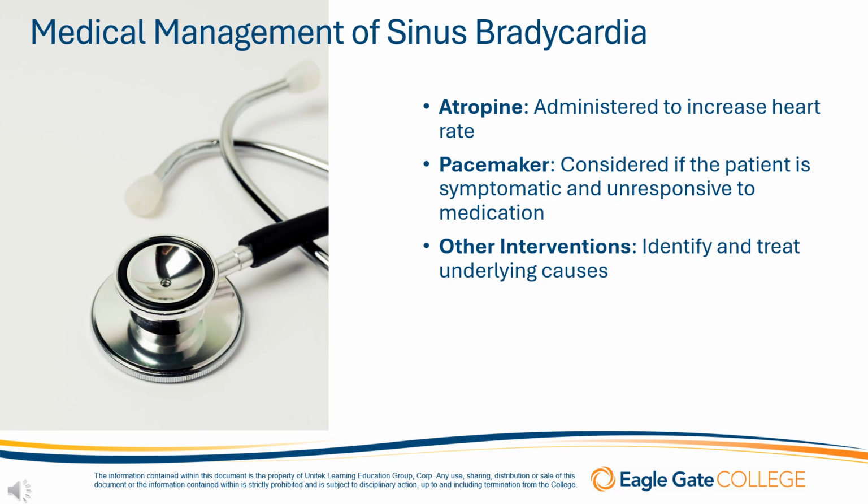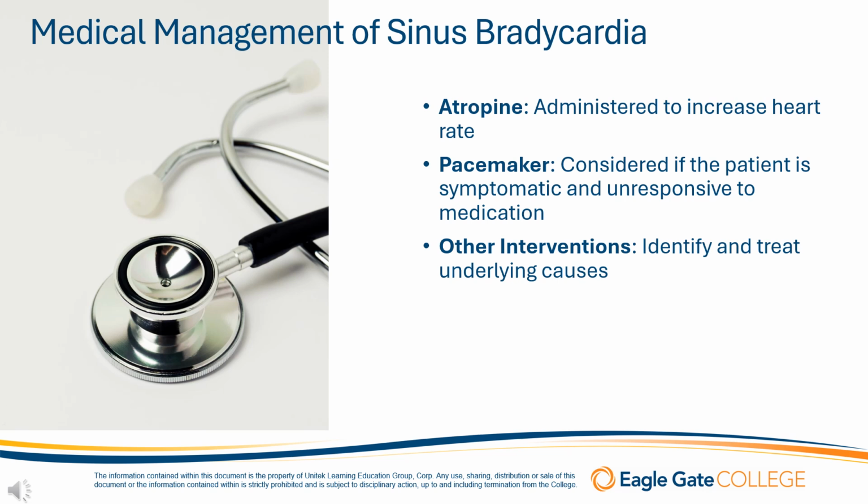It is important to monitor the patient closely after administration for any improvement in heart rate and symptoms. However, atropine is not always effective in patients with severe conduction system disease, such as those with a high-grade AV block. In these cases, other interventions may be necessary.